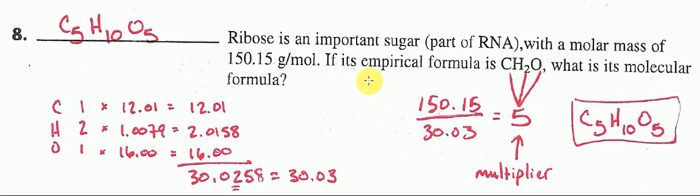What this means is from the original molecular formula, which has a mass of 150, to this empirical formula, which has a mass of 30, there's been a reduction by a factor of 5. So if I want to go back to the molecular mass, I need to increase this by a factor of 5. This is my multiplier. So I multiply this 5 to the subscript 1 on the carbon, subscript 2 on the hydrogen, and the subscript 1 on the oxygen to yield C5H10O5.